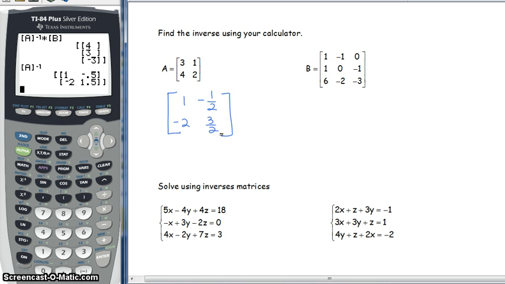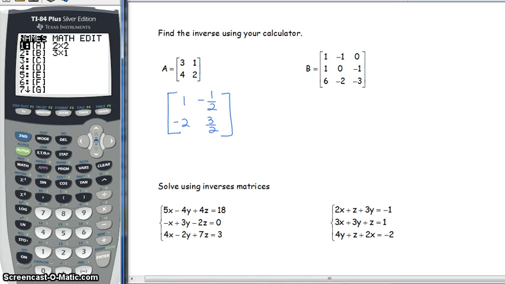So what I want you to do is try to do B on your own, enter in your matrix, and then do the inverse. Now just because this is called B doesn't mean that you have to put it in matrix B. I could put that in A, I could put that in B, I could put that in C, it doesn't matter.